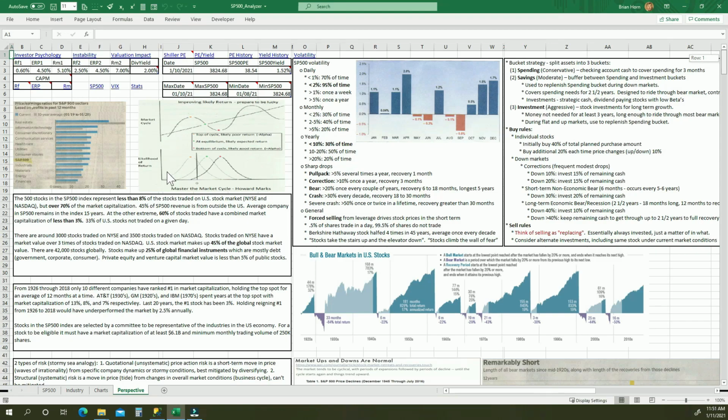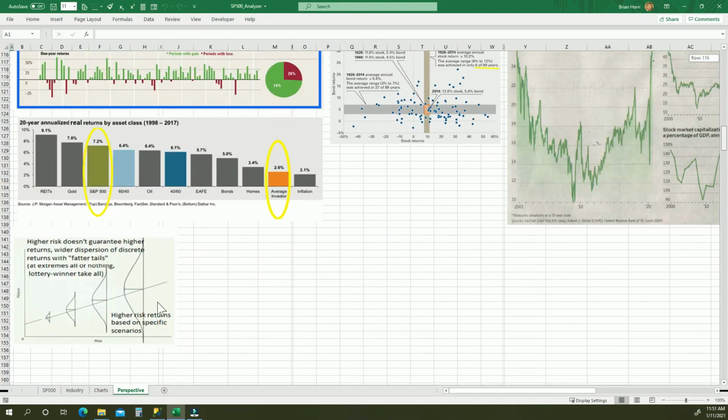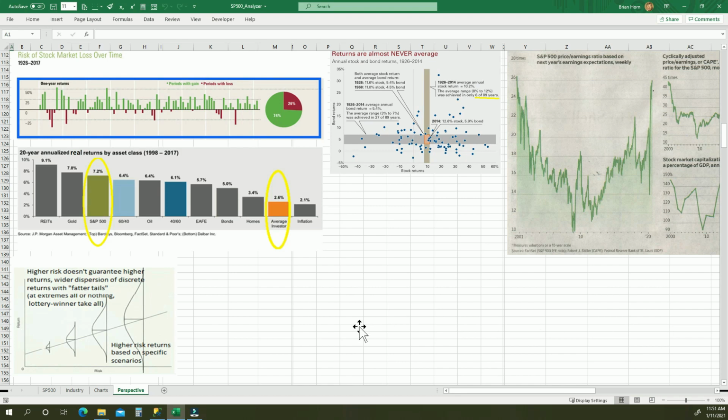Start off, I'd like to focus your attention here to the bottom of this perspective worksheet. Specifically, the range of returns that have historically been made across different asset classes. As shown, the S&P 500 index has made an average 7.2% annual real return. But factoring in inflation, the return is closer to 10%, which is the number most often referenced in the financial press. But when you look at what a typical investor makes annually, it is much lower than the average annual return of the S&P 500 index.